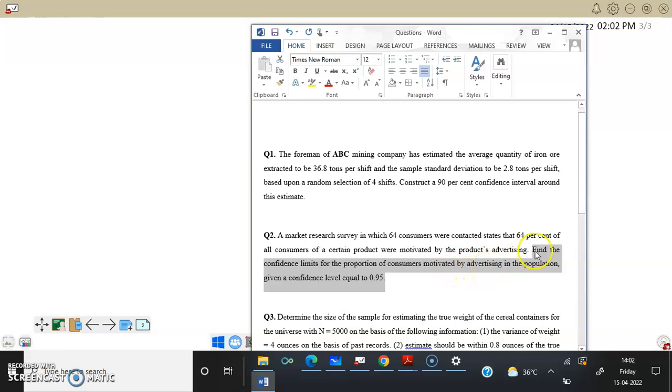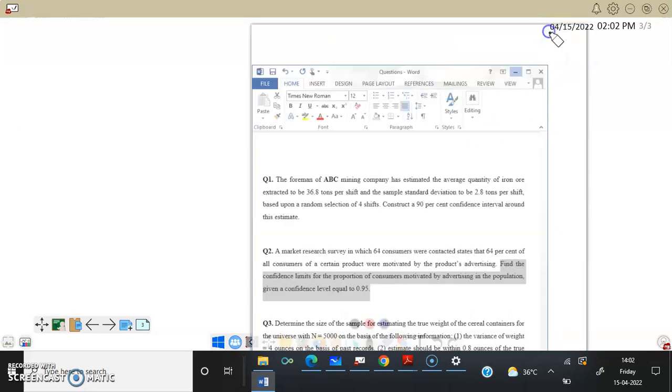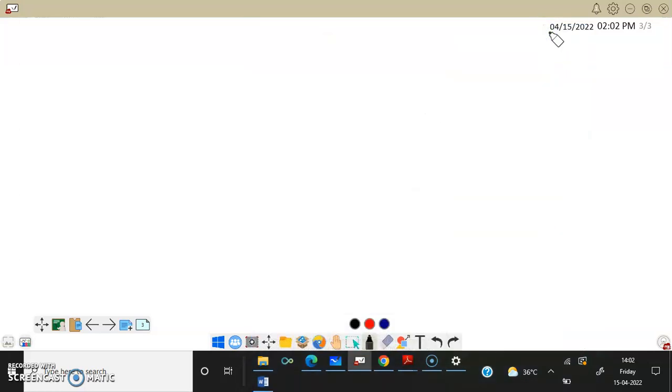So we have to find the population proportion, but they are asking you to find only the interval, right? Not the point estimate, it is the interval estimate. That is what the question asked. And the given confidence level is equal to 0.95. Right? Now we will go to the question. What and all data given we'll write. First we'll write the solution.